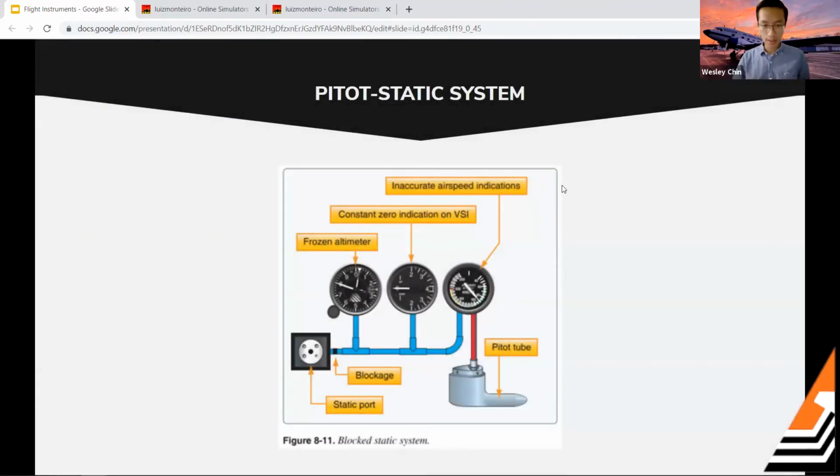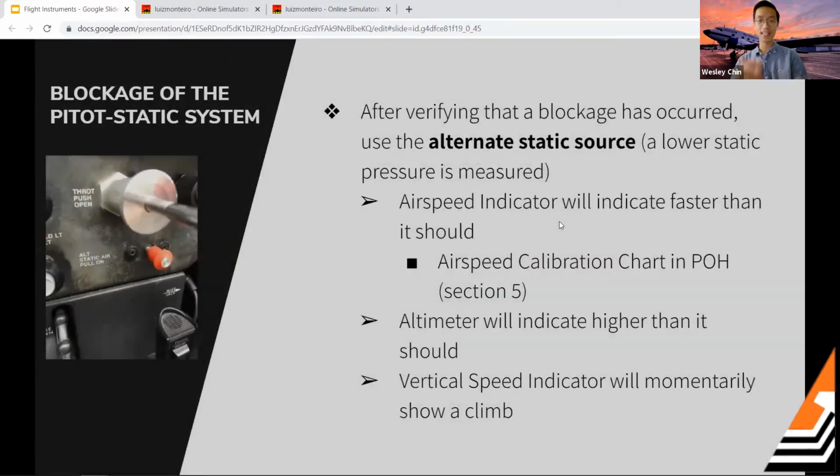So taking a look at this diagram again, blocked static system, some kind of blockage in the tubing there. Frozen altimeter, the VSI has a constant 0 indication, and your airspeed indicator will be inaccurate. All right, so that's the blockage there. Once you verify this happens, just like Andrew was talking about earlier, we've got the alternate static source. After you verify that a blockage has occurred, use that alternate static source. If you pull out that little knob under the throttle there, we're now getting static pressure from inside the cabin.